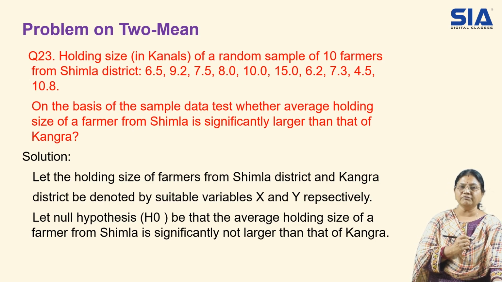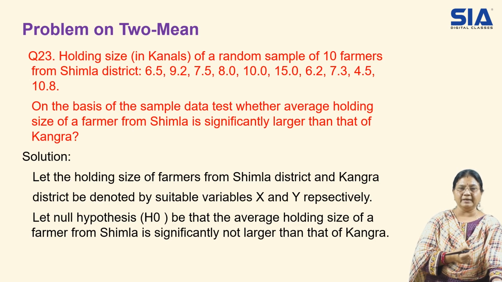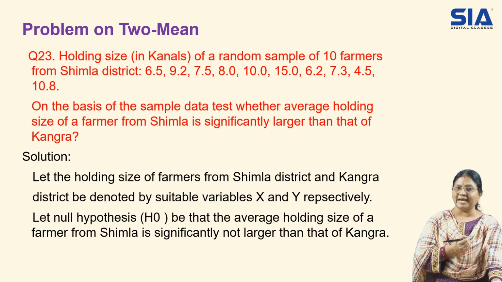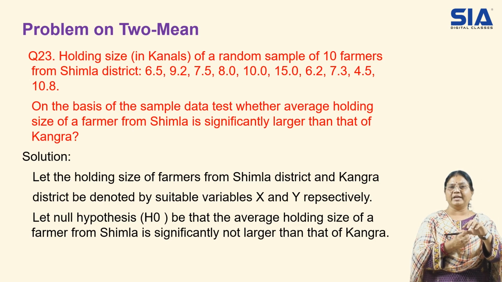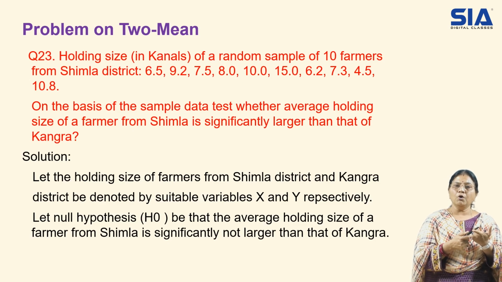Let the holding size of the farmers from Shimla district and Kangra district be denoted by suitable variables X and Y. Out of these two sets of data, one is taken from Shimla district, 10 farmers, and the other one is Kangra, that is 8 farmers. So one variable will be X and the other variable will be Y. Set 1 data will be denoted with X and the second set 2 data will be denoted by Y.